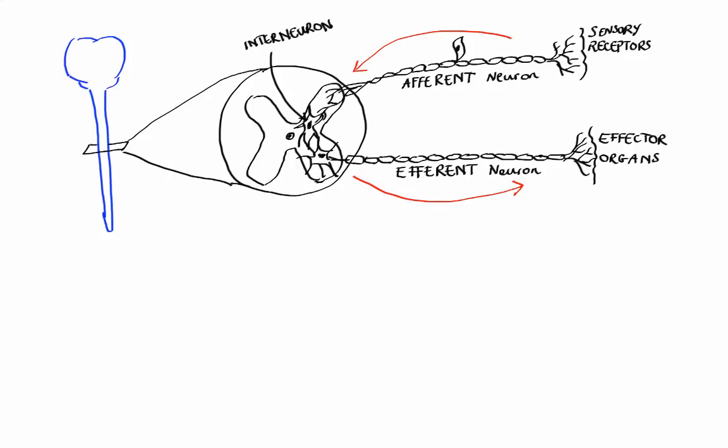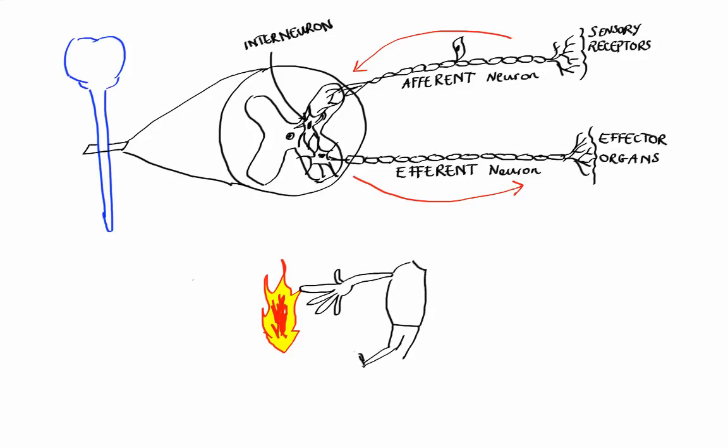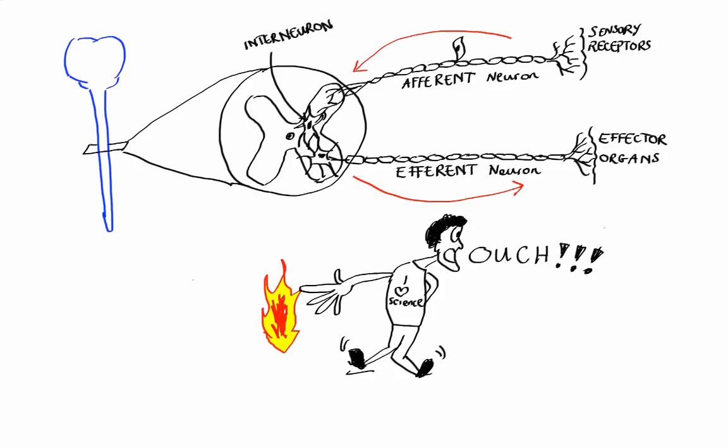So, for example, if you touched a hot object, sensory receptors located in your fingers would immediately initiate a signal that would travel through afferent neurons to the spinal cord, and then from there, a response signal would be initiated and would travel from the spinal cord through efferent neurons to the muscles in your hand, which would result in reflexive withdrawal of the hand. And all this would happen in just a fraction of a millisecond.